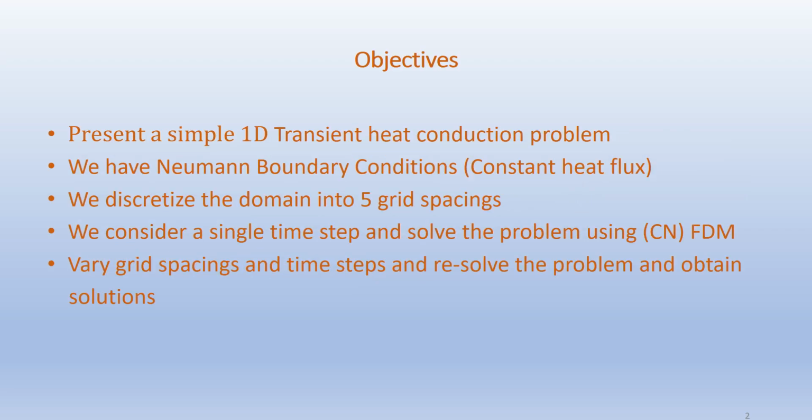Our objectives are to present a simple 1D transient heat conduction problem. We have Neumann boundary conditions, that is constant heat flux at the ends of the bar. We discretize the domain into 5 grid spacings. We consider a single time step and solve the problem using Crank-Nicholson finite difference method. We will then vary the grid spacings and time steps and resolve the problem and obtain solutions.